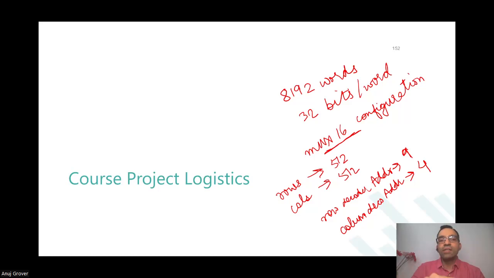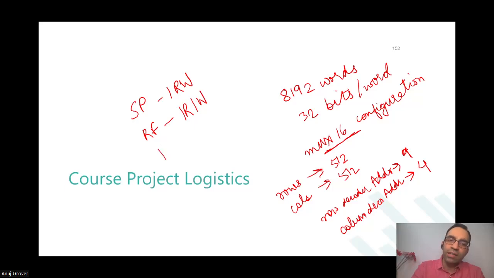Okay, we will design not just one memory instance. We will design a single port, that is one read write. We will design a register file, that is one read one write port, and we will also design pure dual port, 2 read write. Okay, is this clear till here?